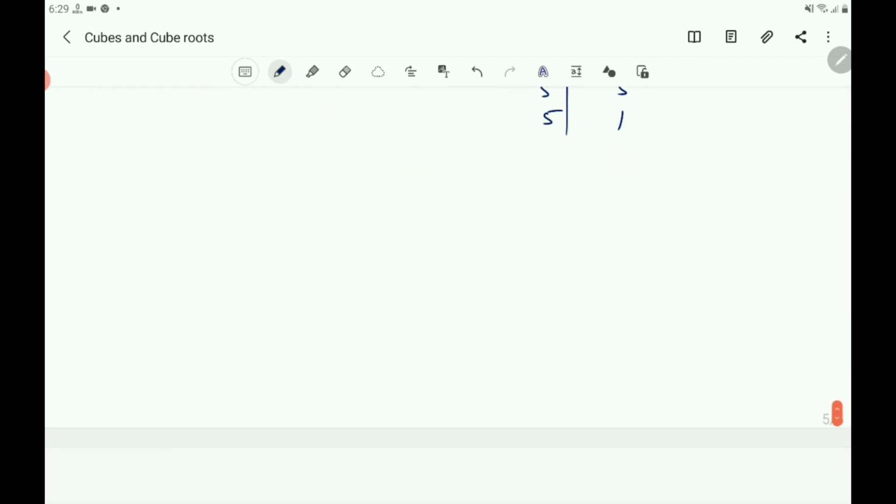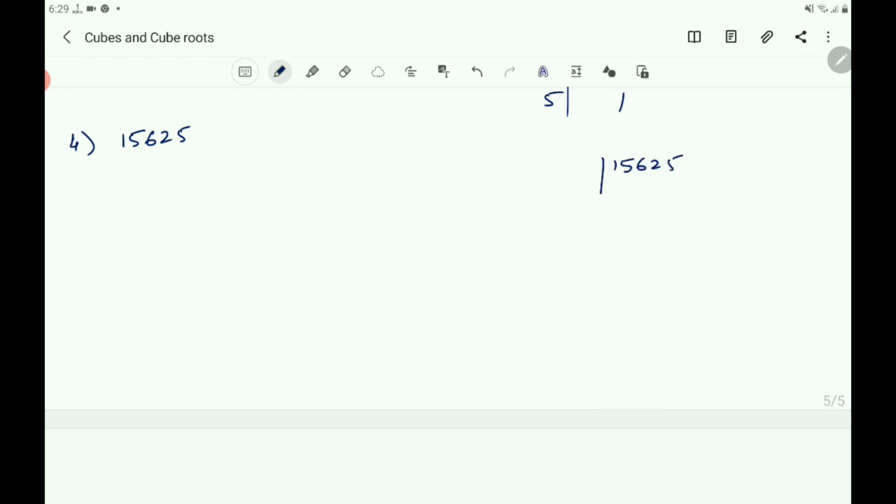Next you take the fourth one, that is 15,625. Now you factorize it. Here you know that it is not divisible by 2, then try to divide it by 3. So it is 1 plus 5 plus 6 plus 2 plus 5: 1 plus 5 is 6, 6 plus 6 is 12... you are going to get 19. So it is not divisible by 3.